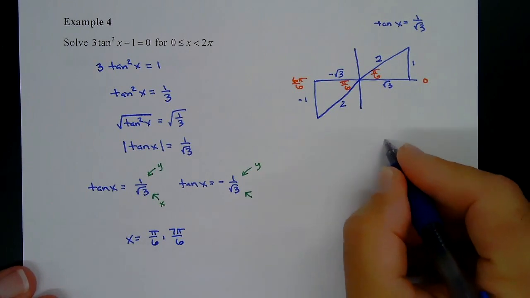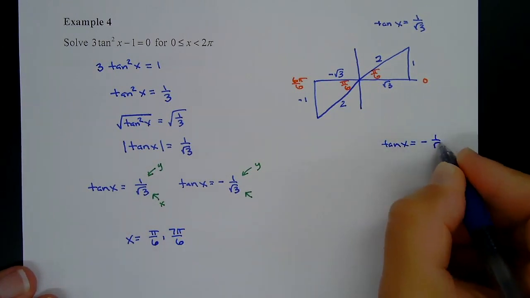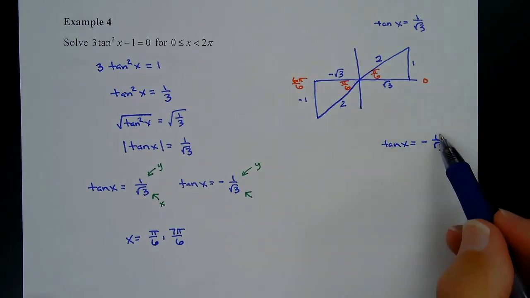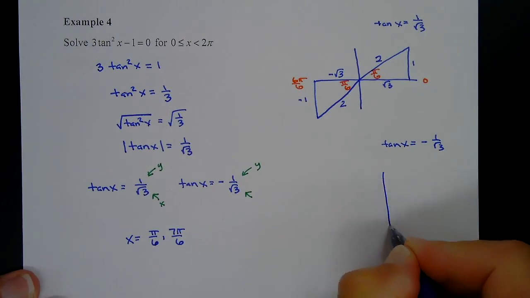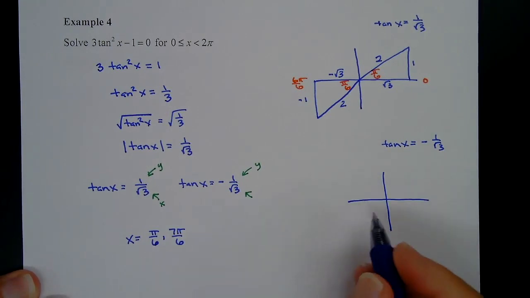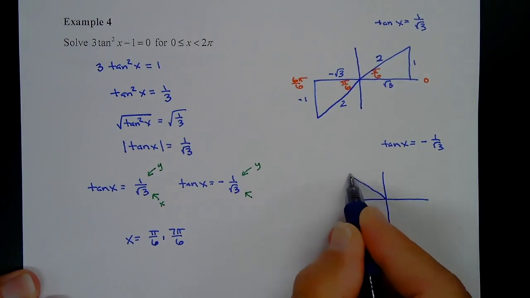Okay, where tan x is equal to negative 1 over the square root of 3? Well, that can happen when the x and the y have opposite signs. So where does that happen? Well, that could happen right here in this quadrant, because my x is negative, but my y is positive in this quadrant.